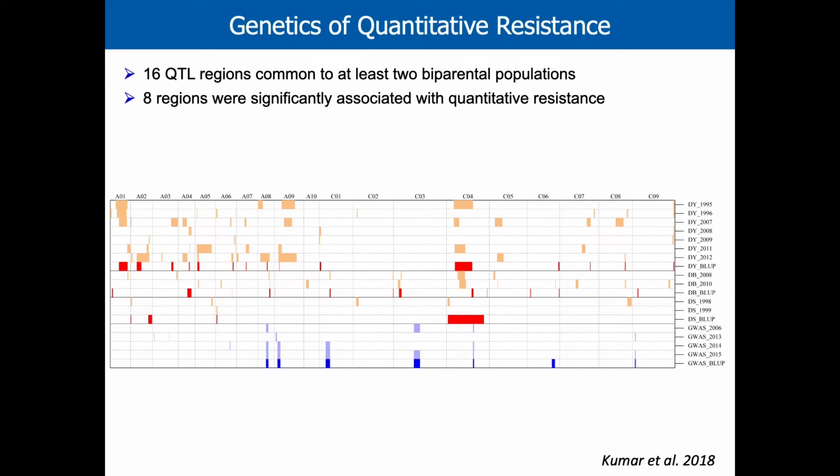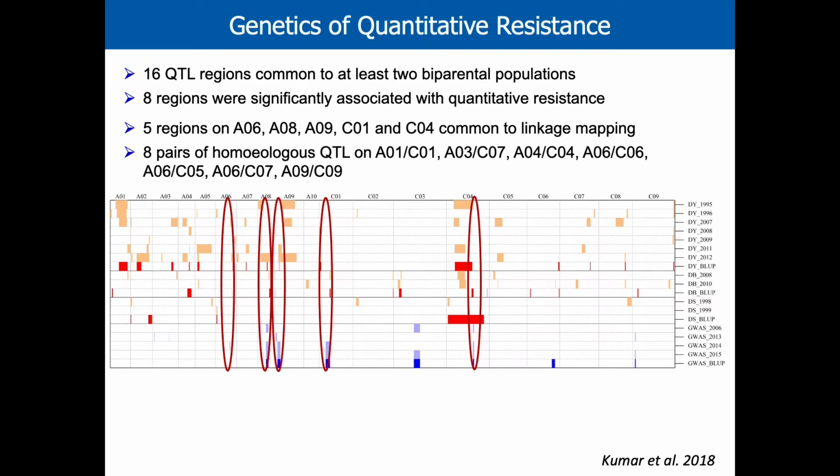8 regions were significantly associated with quantitative resistance in the panels. 5 regions on A6, A8, A9, C1, and C4 were common to linkage mapping and association mapping. When we looked at the collinearity of the chromosomes, 8 pairs of homologous QTLs were identified.